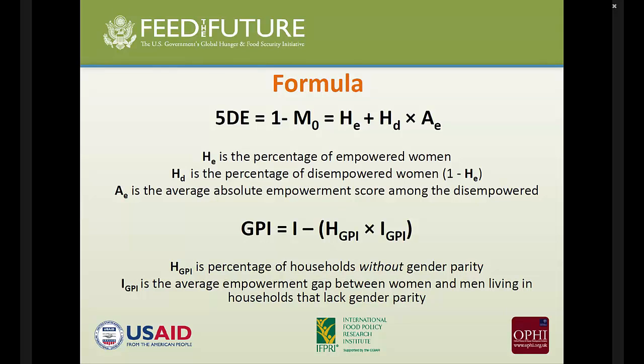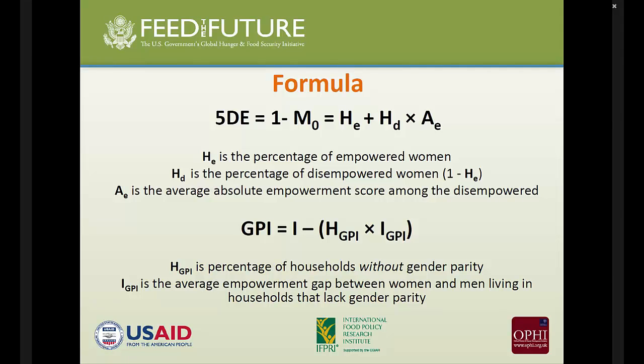Okay? So remember the formulas. I'll show the formula again. So this is 5DE. It's 1 minus M0. Or if you do a lot of algebra, you can have an equivalent expression where HE is the headcount for the empowered, the percentage of empowered women or men, because you can also do 5DE for men. HD is the percentage of disempowered, so this is just 1 minus HE. So these are two sides of the same coin. And then AE is the average absolute empowerment score among the disempowered. Okay, that's a mouthful. So remember that A is always calculated among the disempowered.